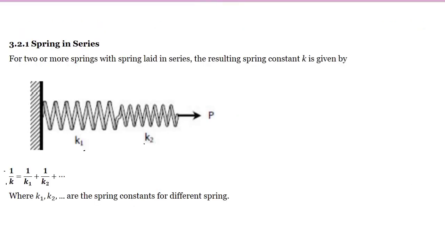Topic 2.1, we have the spring in series. For two or more springs laid in series, the resulting spring constant k is given by the equation 1 over k is equal to the sum of 1 over k per spring. So if you have a total of 5 springs, that would reach up to 1 over k5, or 1 over kn, where k1 and k2 are the spring constants for different springs.